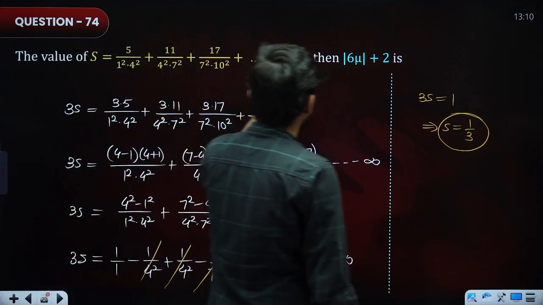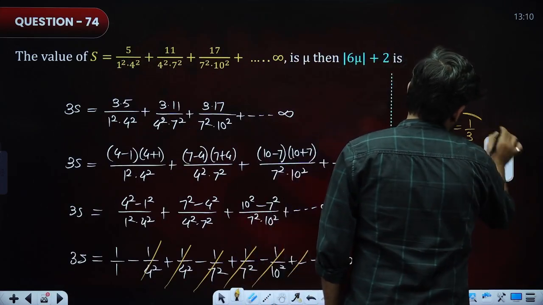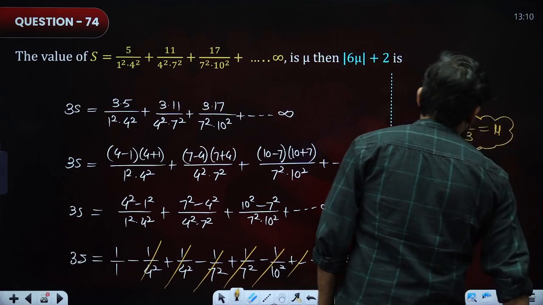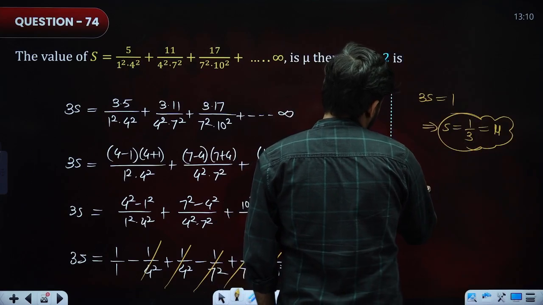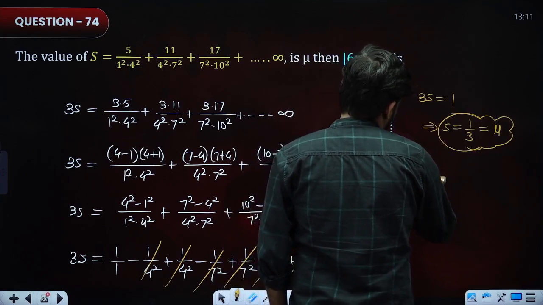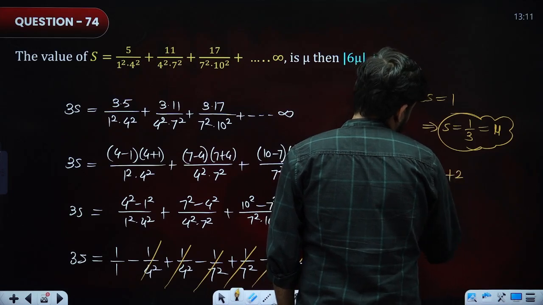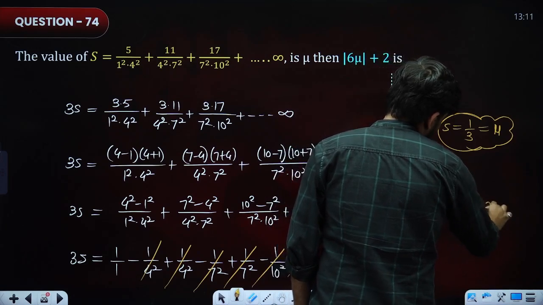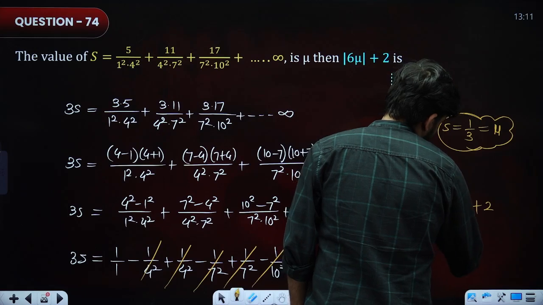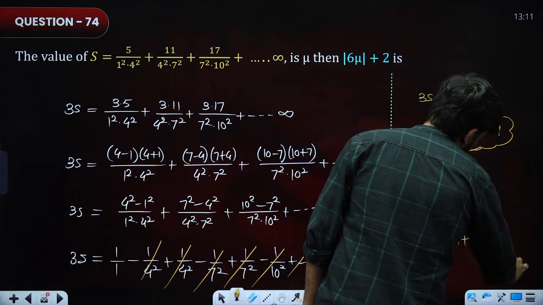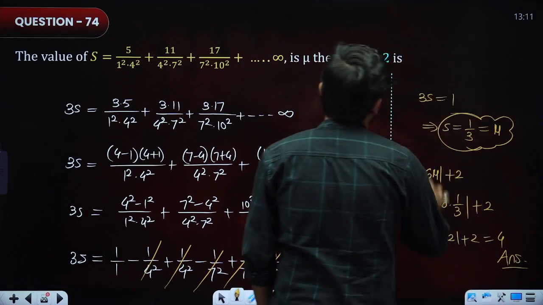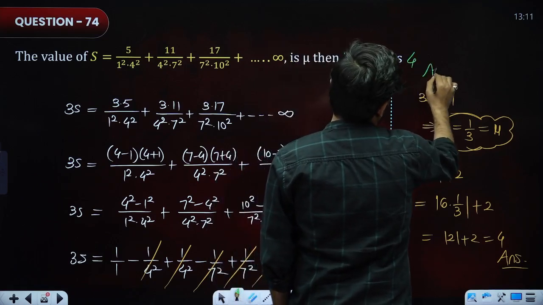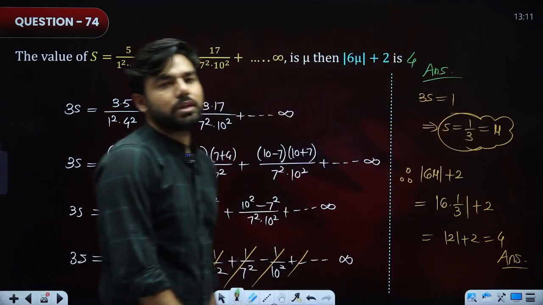Here the value is equal to mu, so we can write this is equal to mu, correct? Therefore we can write mod 6 mu plus 2. This is equal to 6 into 1 by 3 plus 2. So therefore we can write mod 2 plus 2. Overall we got 4, and 4 should be the correct answer. So the final answer should be 4 over here. Okay, this is the final answer.